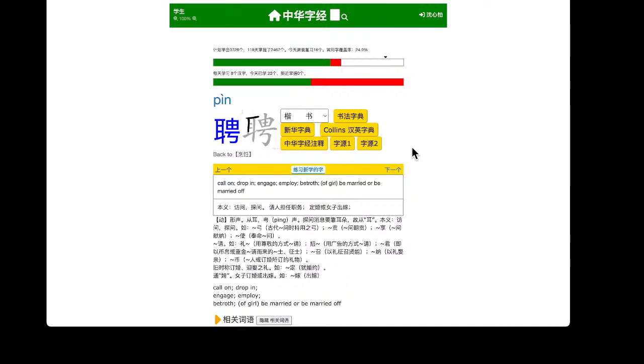Like for ping, marry. Okay, but not marry. What is it called? Engagement, right? Engagement is called 订婚 in Chinese, and another way of saying it is 聘定. Okay, so this is ping.